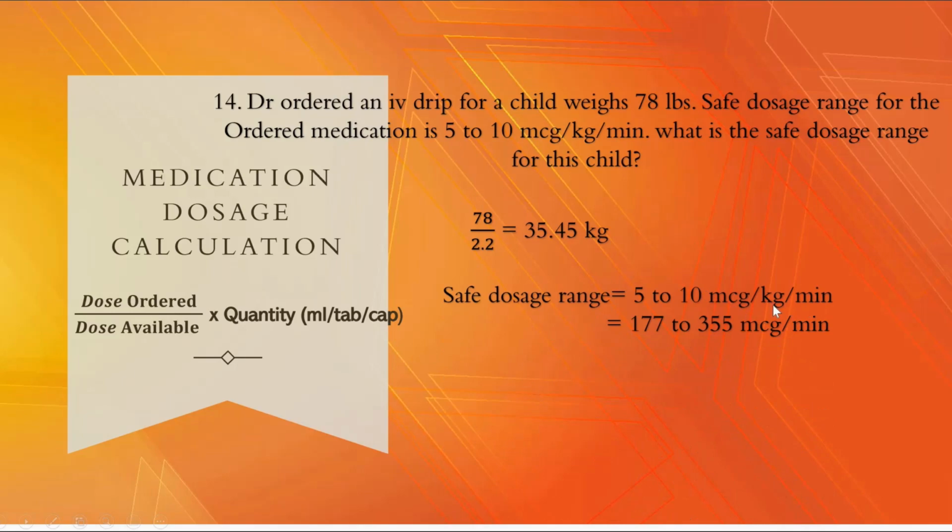Now the ordered dose is 5 to 10 microgram per kg per minute. That means 1 kilogram can get 5 or 10. So for 35.45 kilogram, 5 into 35.45 gives 177. 35.45 into 10, that gives 355. So the safe dosage range is 177 to 355 microgram per minute.